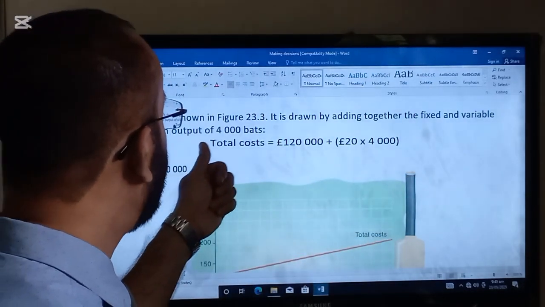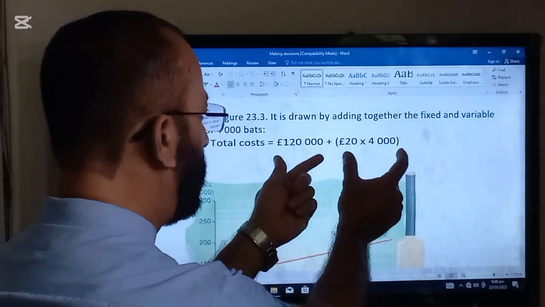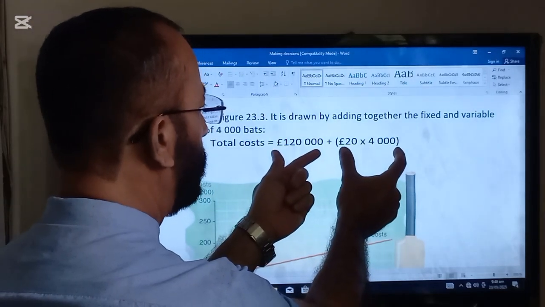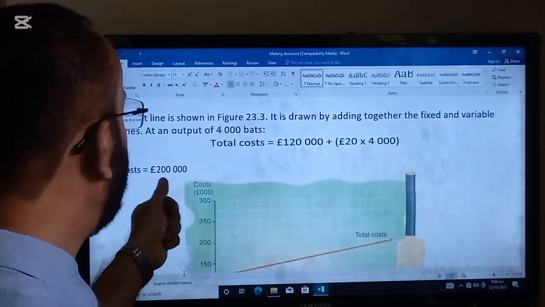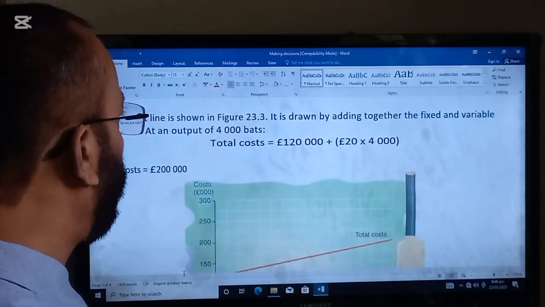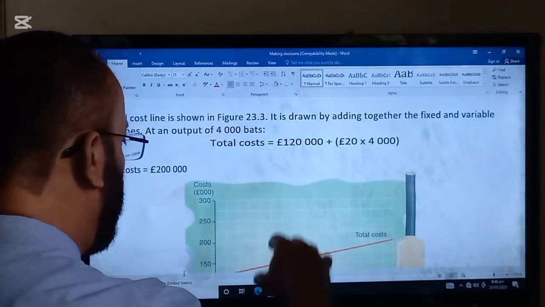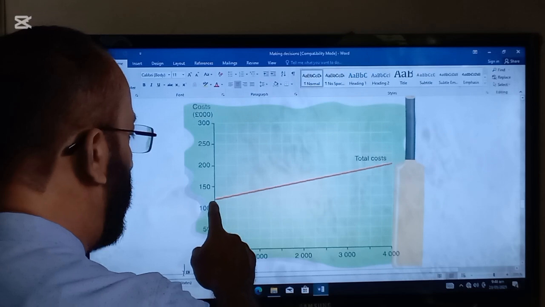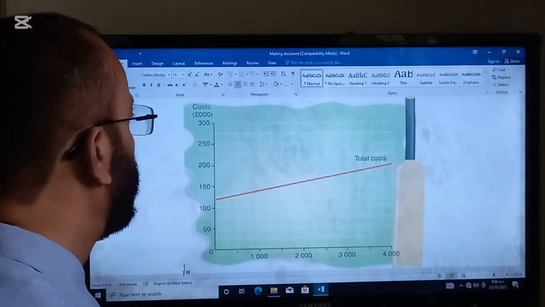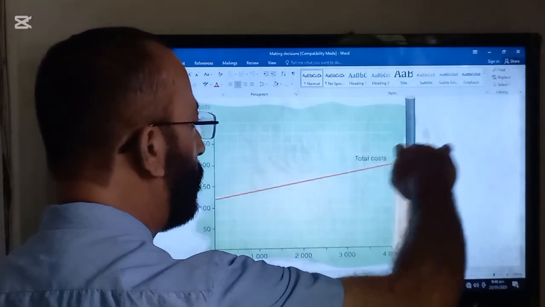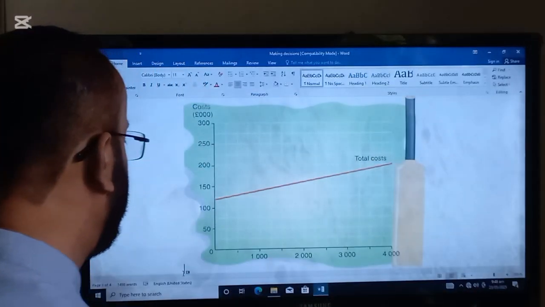At an output of 4,000 bats, this is the fixed cost and this is the variable cost. So 120,000 plus 80,000 will be equal to 200,000. This line will start from 120,000 because 120,000 is the minimum total cost, and from there it will go up. The more the production, the higher the total cost.